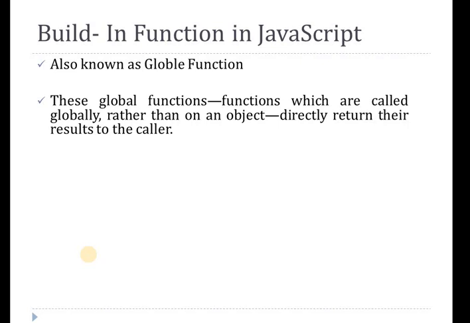Generally, the scenario is that whenever you want to call a function, you have to create an object, and using the object you can call any function. But these are global functions. That means you don't have to create an object to utilize them. You can directly call them and they directly return their results to their caller.